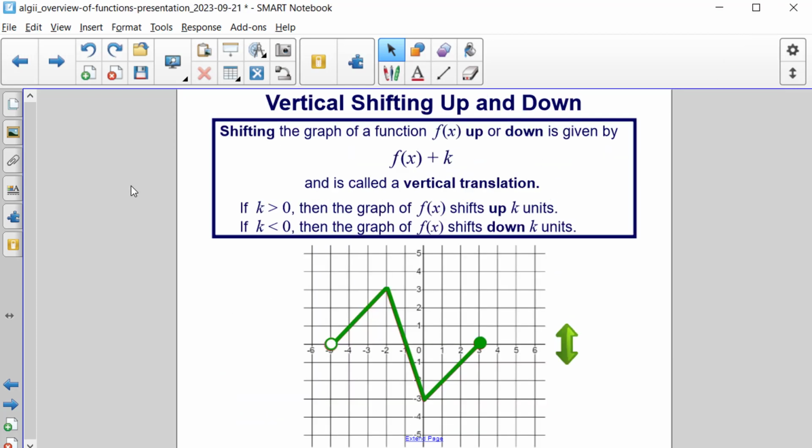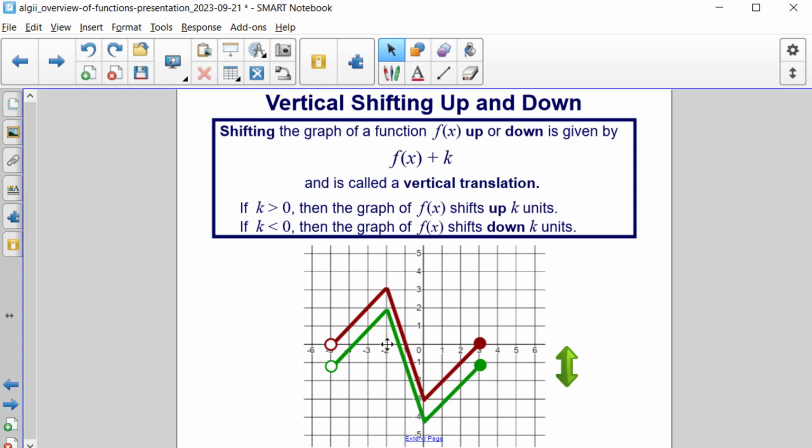Now let's discuss vertical shifting up and down. Shifting the graph of a function f of x up or down is given by f of x plus k, and is called a vertical translation. If k is greater than 0, meaning it's a positive number, the graph is going to shift up k units. So if it was plus 2 units, every single point in the graph would move up 2 units. If k is less than 0 or a negative number, then the graph of f will shift down k units. So if I had to go down 1 unit, notice every single point from the original function has been shifted down 1 unit.